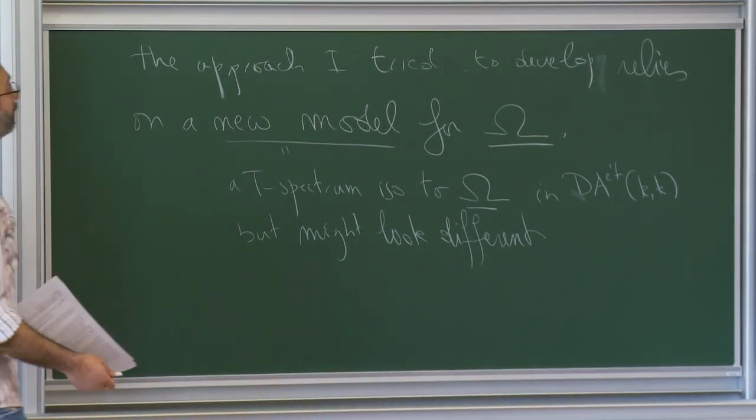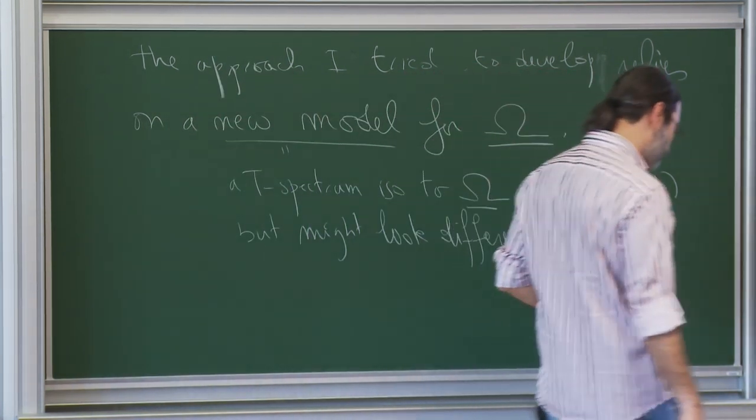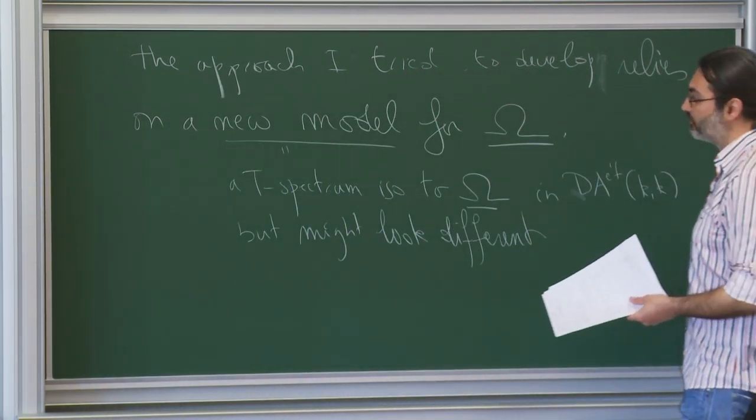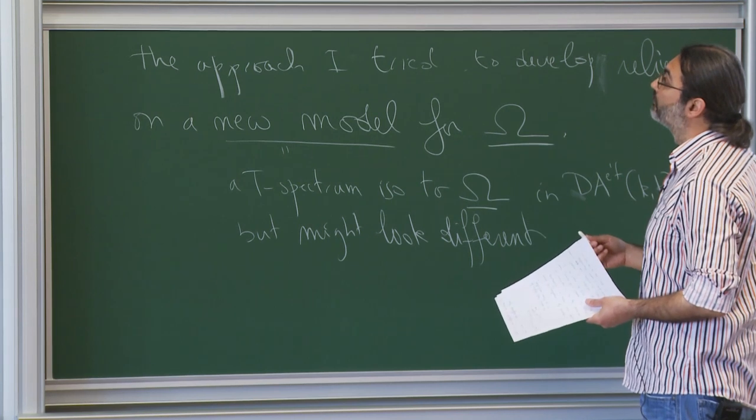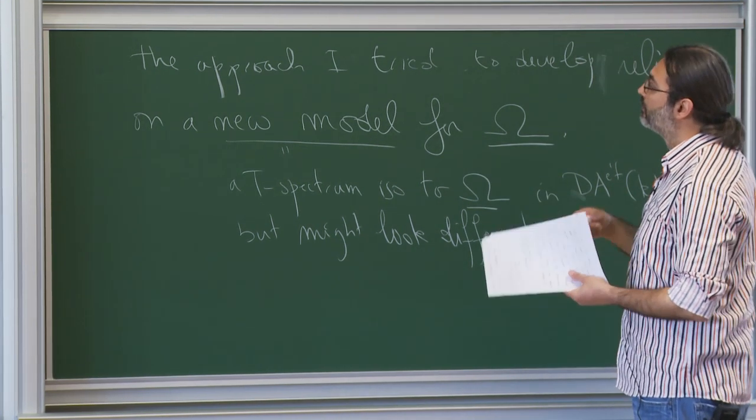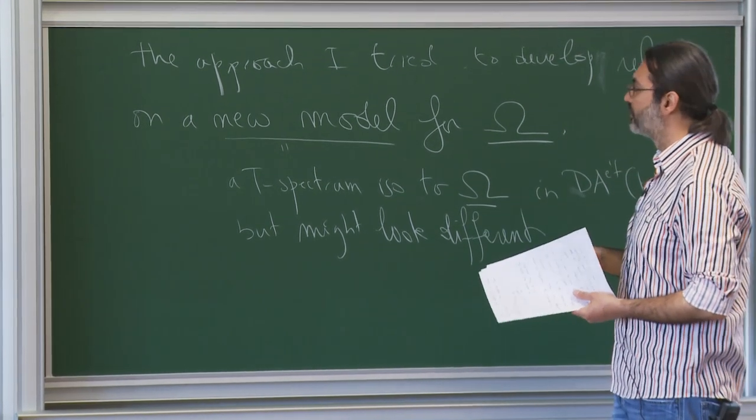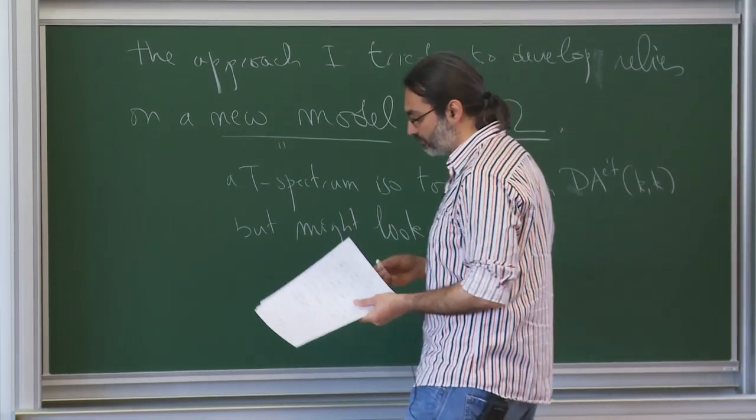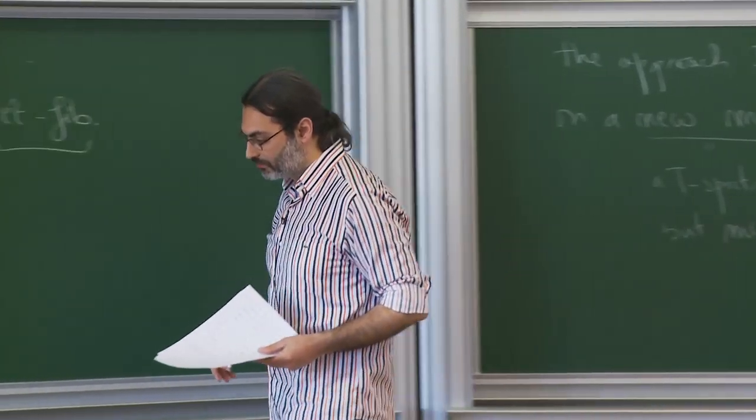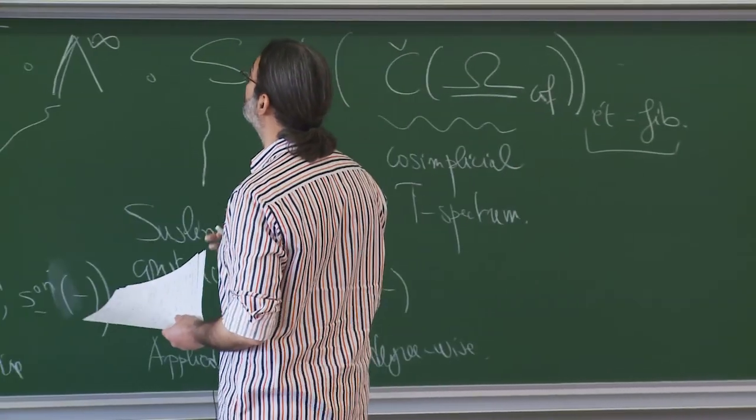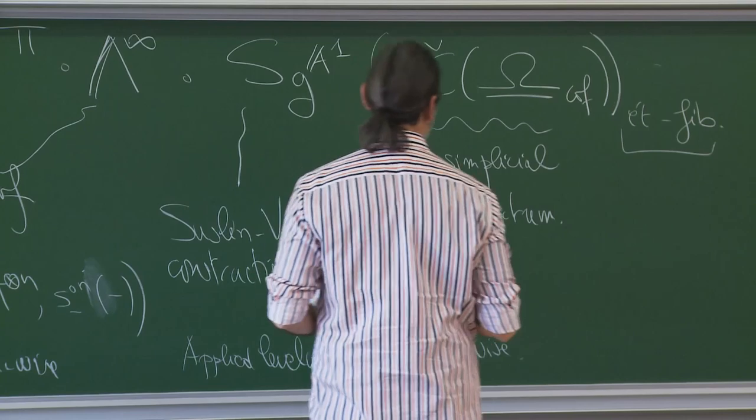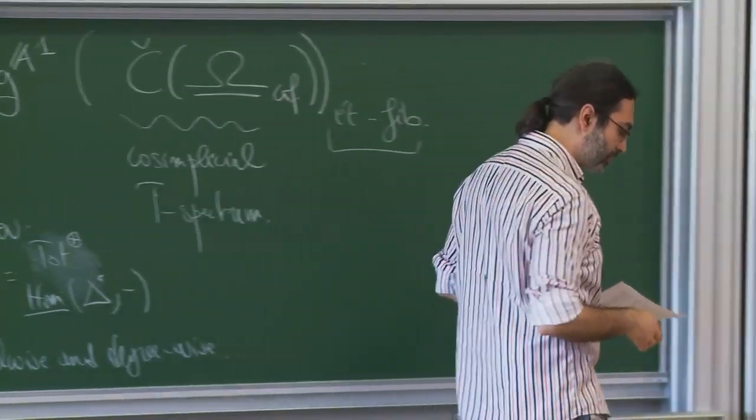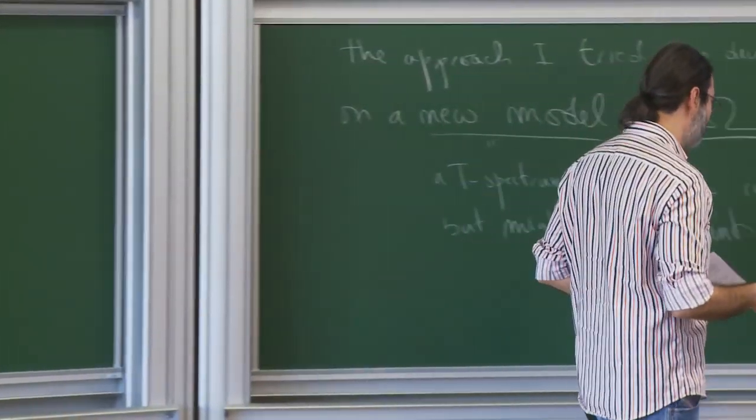With this new model it will be somehow easier to do this tensor product, for example, and this is why I don't need the tensor product of spectra in general. When we see this model, you will see that there is a natural way to extend it to get models for the tensor power of omega.